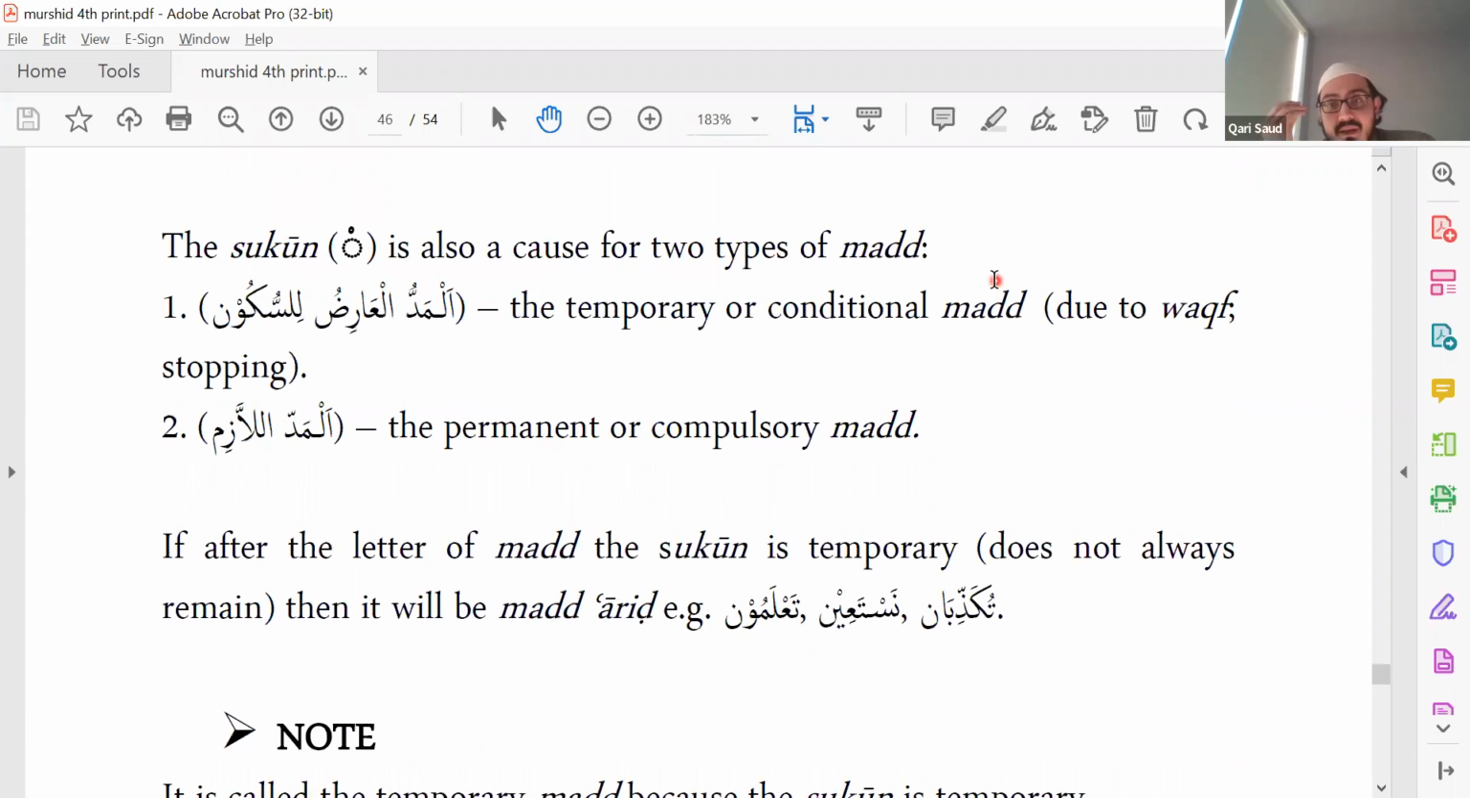All right, so we finished hamza. So if after a mad letter there is a hamza, if it's in one word, it's mad muttasil, 2 words, munfasil. Is that understood, everyone? Is there any question so far? Because we're going to move on to the second reason, which is sukun. So if that's not understood, or if you have any question, then please ask now.